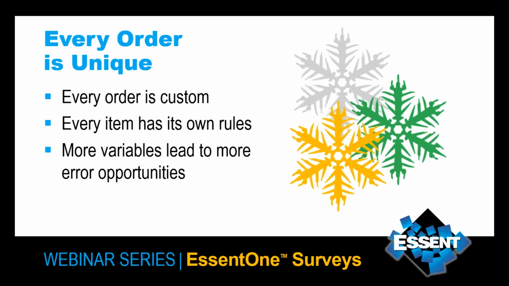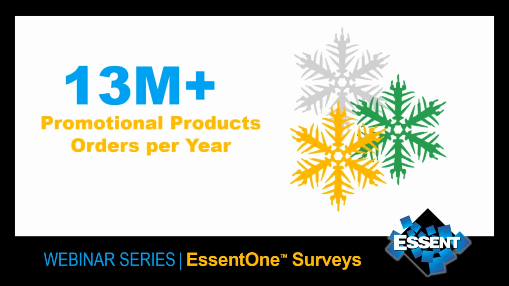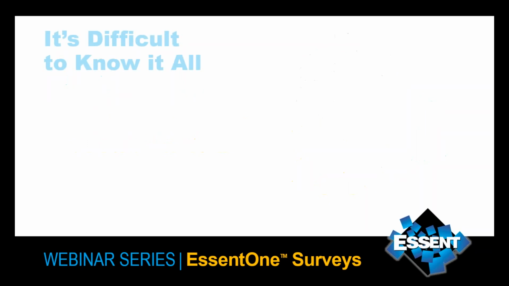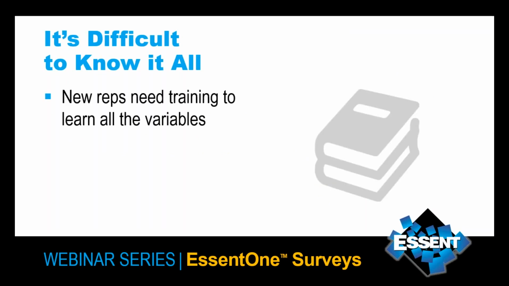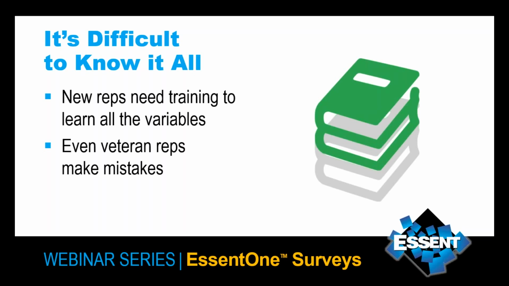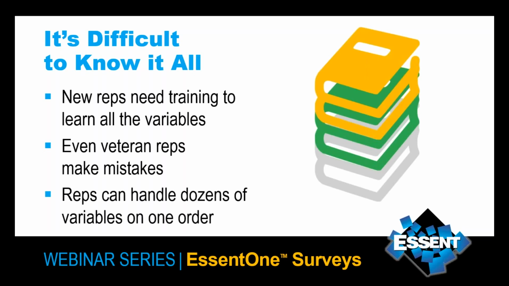Based on the industry's $20 billion annual revenue and an average order of about $1,500, there are more than 13 million orders per year in our industry. All of them are customized and all have their own rules. It's a lot to remember. New reps usually need training to know what product information to capture, and with so many customizations and rules, even veteran reps can miss a product detail or line item. With so many products, customizations, rules, and variables, it takes a tall stack of knowledge for reps to get all those orders right the first time.